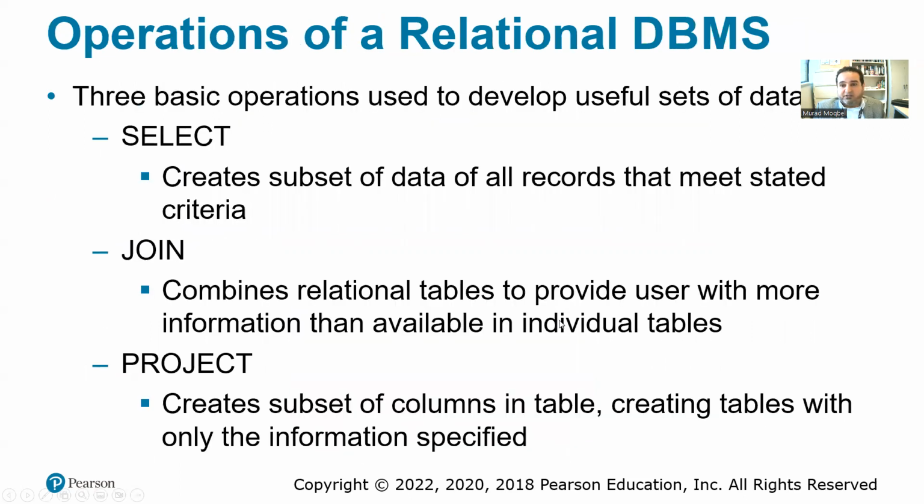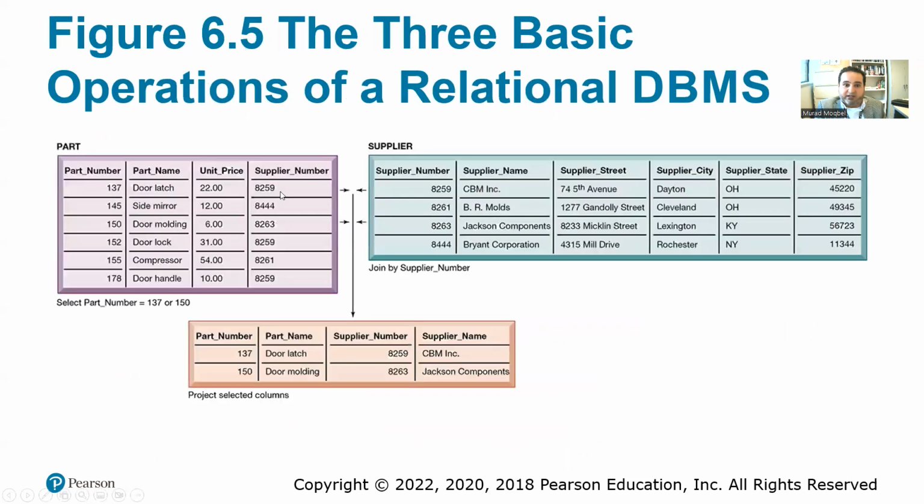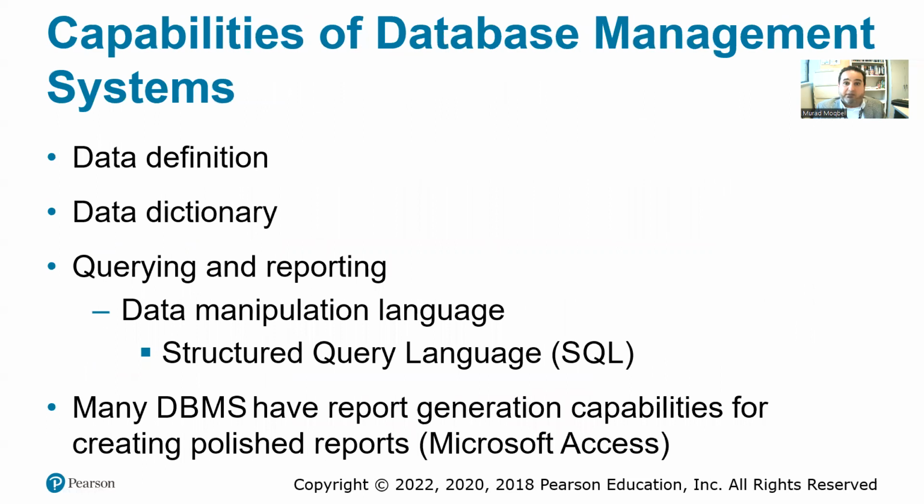So operations of relational database management systems, we have been using the select, the join, and project is basically another example of select, and we have used that. And capabilities of database management systems, we have data definition. So this is where you can use database management systems to create tables and define primary key, foreign key.